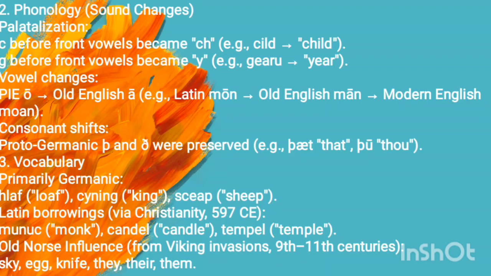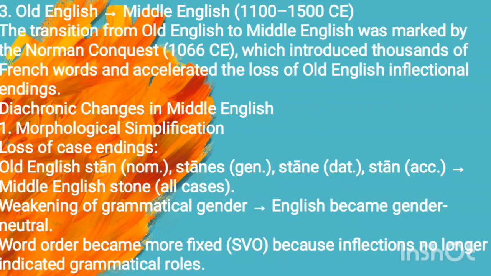Next one is vocabulary, that is Germanic words. Hlaf means loaf, cyning from king, then sceap from sheep. In borrowings from Christianity after 597 CE, that is munuc, that is monk, candel means candle, then tempel means temple. Old Norse influence starts from the Viking invasions, 9th to 11th centuries, that is sky, egg, knife, they, there, them.